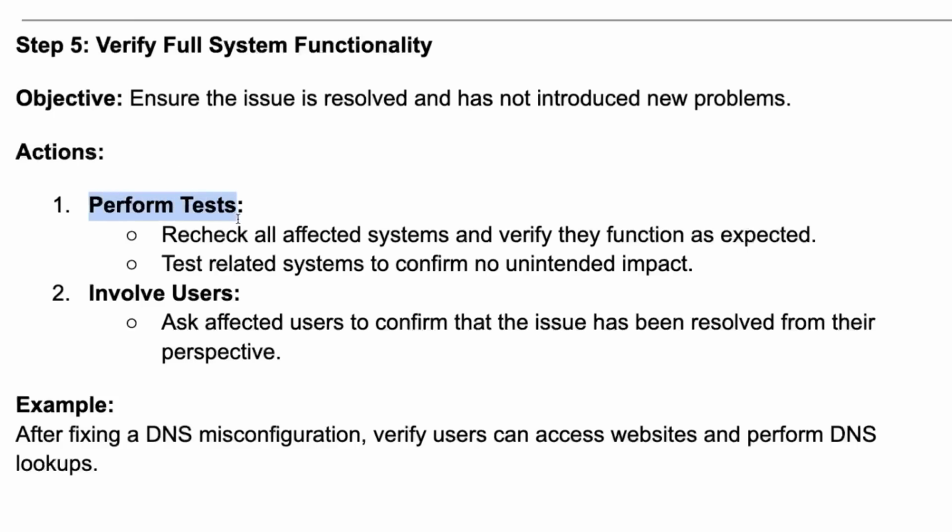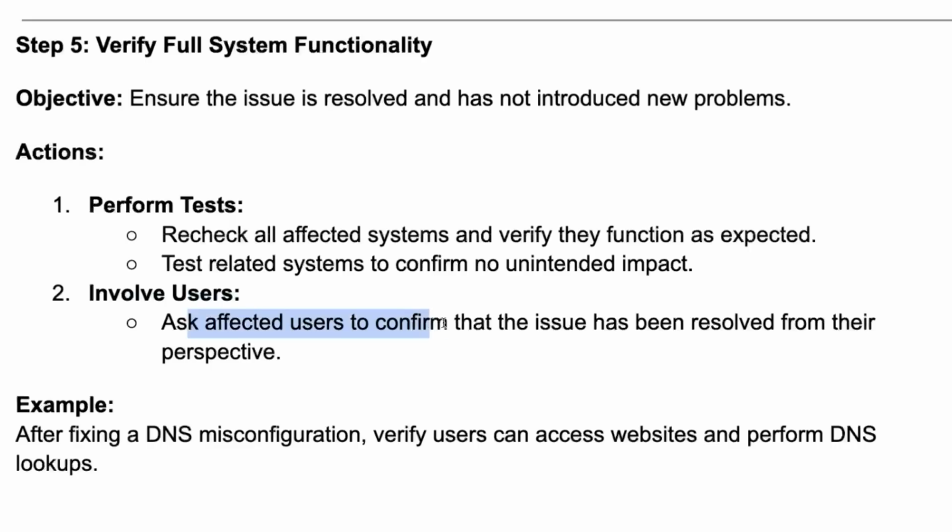So one of the big things of this is, of course, performing tests. There's the performing of the test in some kind of sandbox environment before you get to this stage. But once you're actually putting your systems back online, you need to continue to do tests. You need to recheck all of those affected systems or subnets or network segments, and verify that they're actually functioning the way that you think they should be. And then you would test any related systems to confirm that there's no unintended impact and no collateral damage, right?